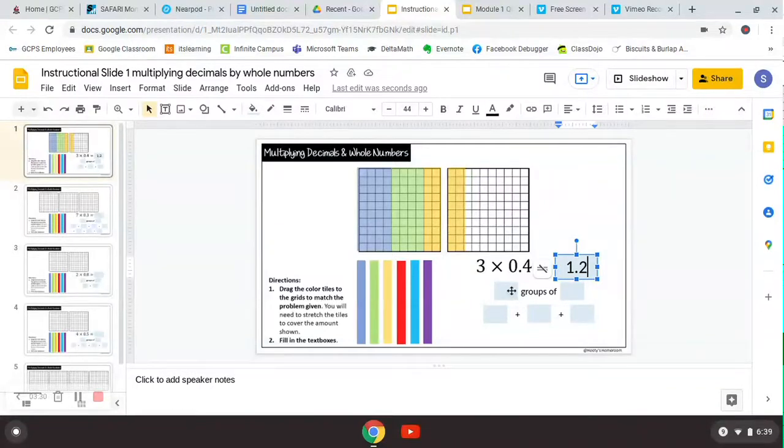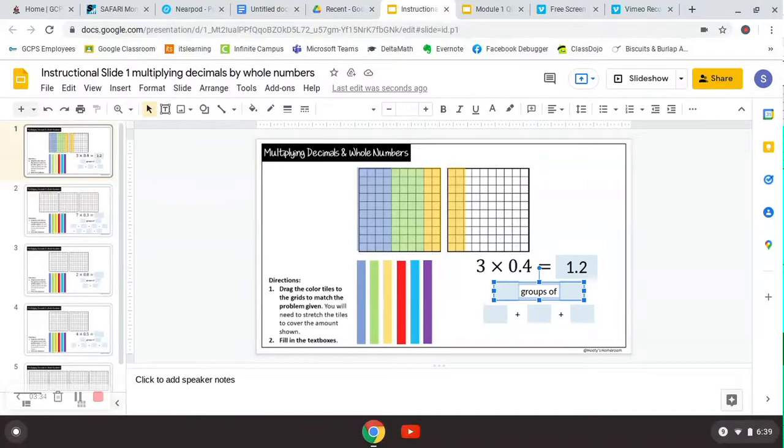Alright, so now let's look at the next line. This says blank groups of blank. Well, each of our groups was 4 tenths. And how many of them did we use? 1, 2, 3. So we had 3 groups of 0.4 or 4 tenths.